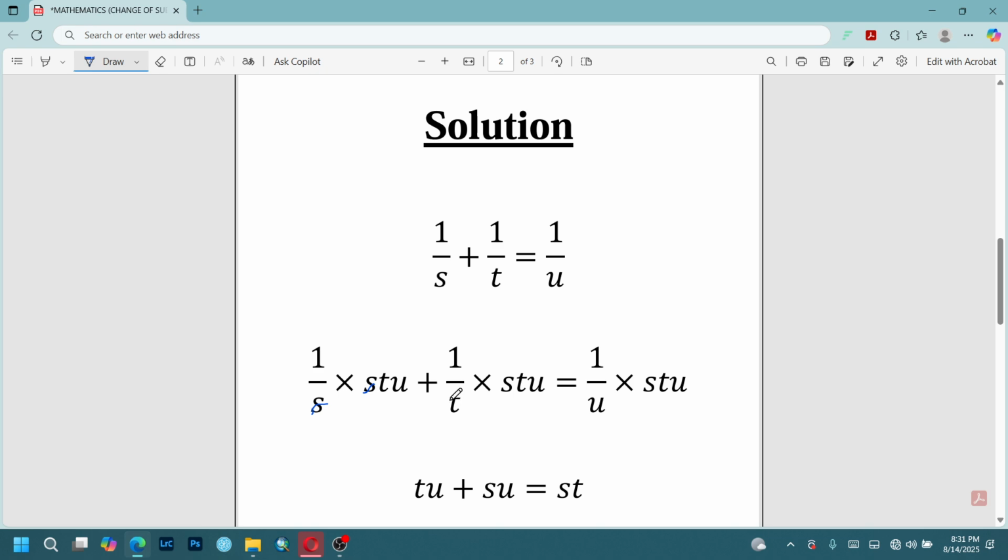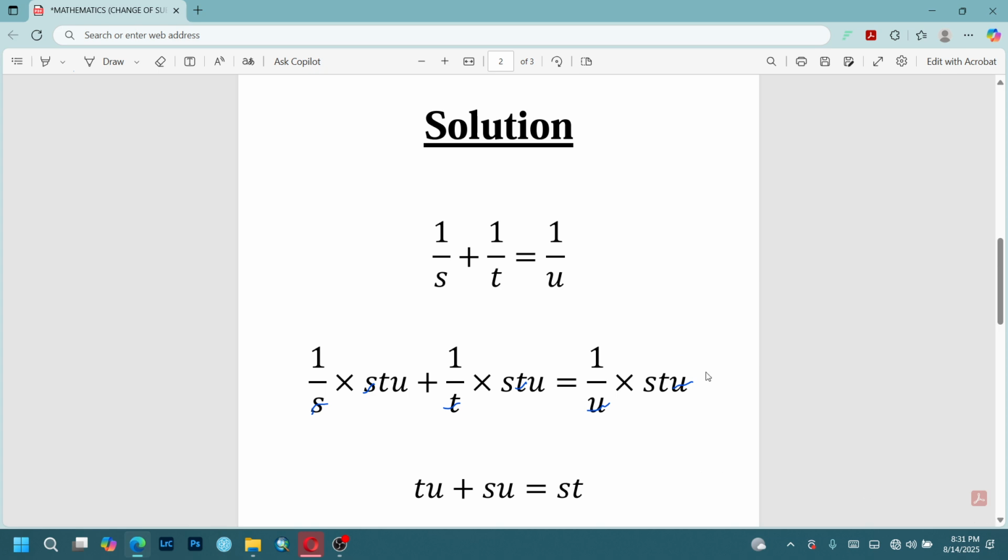This t will cancel itself out once, and cancel the t within the STU once, leaving SU. This u would cancel itself once, and cancel the u within the STU once, leaving ST. So we are going to have our equation to be TU plus SU equals ST.